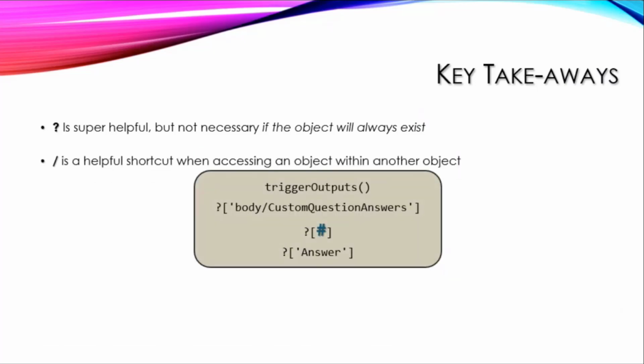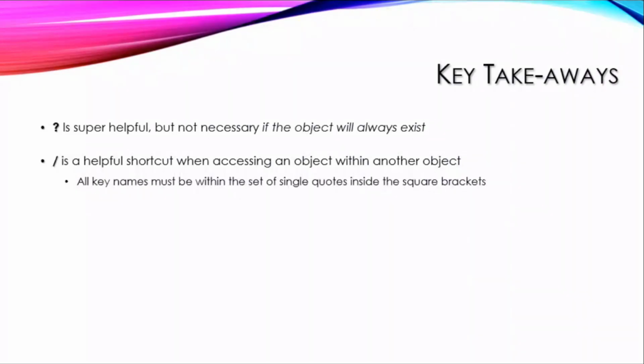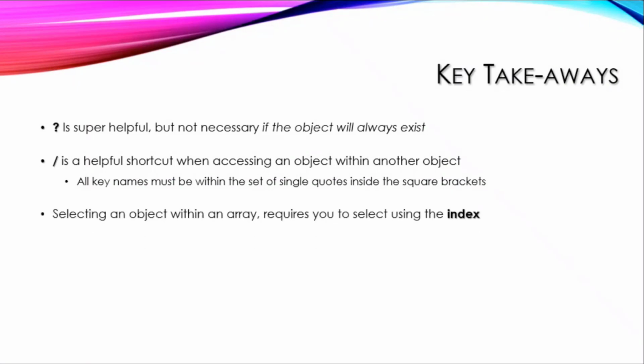The slash is a helpful shortcut when accessing an object within another object. This is the same thing. You just take out that slash, but you put that slash in there, and now you don't need an extra 4 or 5 characters. But all key names have to be within that single set of quotes within those square brackets. And then selecting an object within an array requires you to use the index. You cannot do the slash this or the slash that when it's an array. You've got to select it with an index.